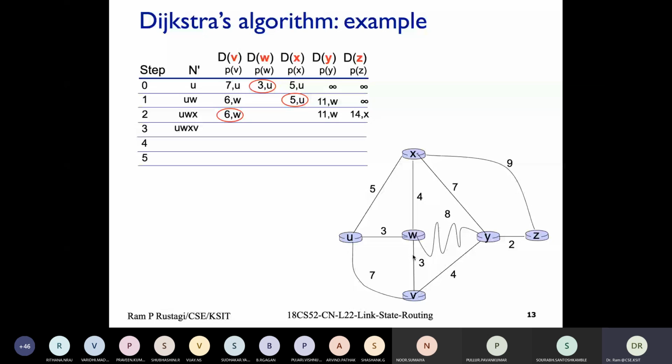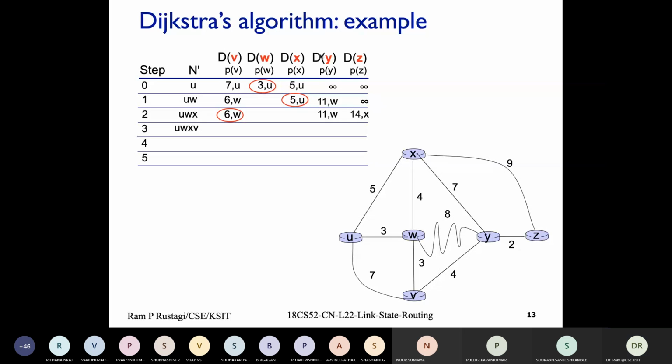I'll look at only Y. What is my dV value? 6. Don't look at the edge, edge may not be there. My dV value is 6 and V to Y is 4. So if I were to go to Y via V, my cost would be dV of 6 plus 4, which is 10. What is the previous Y value?